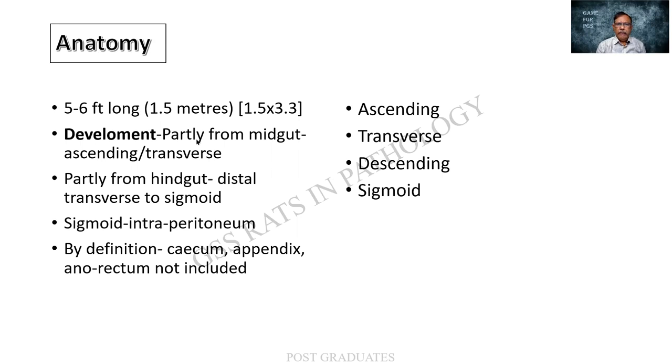Development. Partly it develops from the midgut, that is the ascending and the transverse colon, and partly from the hindgut, the distal transverse and the sigmoid part of the colon, including the descending colon. So these are from the hindgut. The organs of the sigmoid and the rectum are intraperitoneal, whereas all the others that we had mentioned are retroperitoneal.